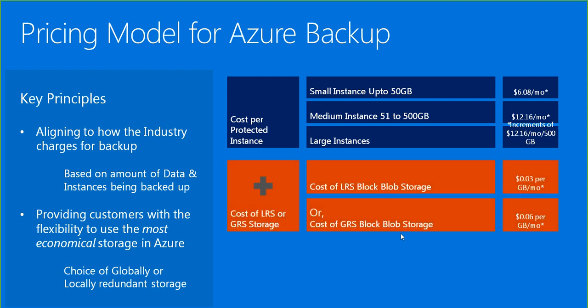And then obviously there's a cost for the Azure storage. It can be locally redundant or geo redundant. If you've been using Azure, you know that Azure has the option of using LRS or GRS. In LRS, in one data center, you will have three copies, which is roughly close to $0.03 per gig per month. If you're using the GRS option, which is geo-redundant storage, which allows you to have six copies, three copies per region for redundancy, the cost of that one is $0.06 per gig per month.